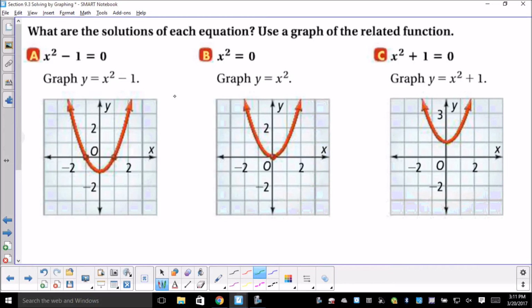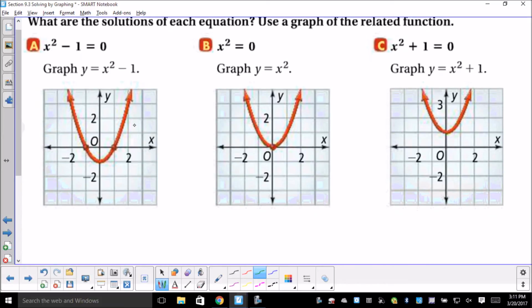We're looking at what the solutions of the equation are. Basically, where does this equation, x squared minus 1 equals 0? So I'm going to be looking for where it crosses the x-axis. My first one, I see, okay, it crosses here and here. This first point is negative 1, 0. And my other point is 1, 0. So my solutions to this first one are the x components. My solutions are negative 1 and 1. So this equation has 2 solutions.